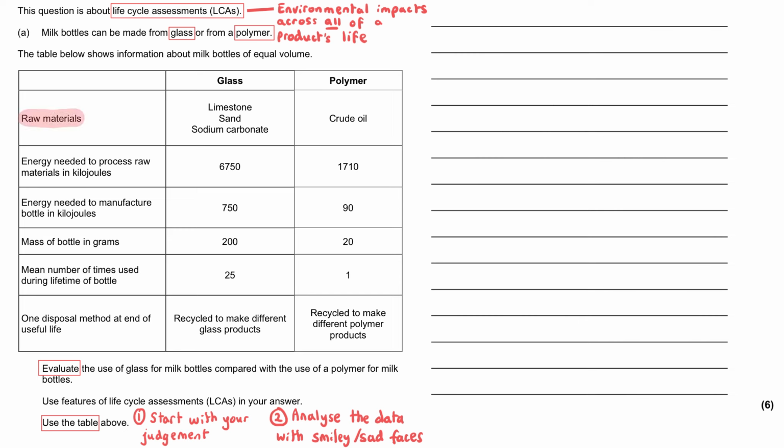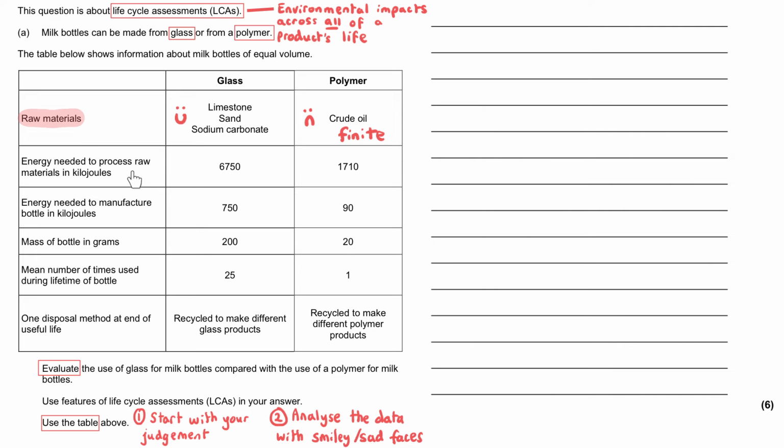The raw materials for glass and for polymers. Well, the raw material for polymers is crude oil, and we know that crude oil is finite, and that therefore makes it worse than glass, which uses sand and limestone, which, whilst they take a long time to form, don't take millions of years to form. And so I recommend putting smiley faces and sad faces in each of these instances.